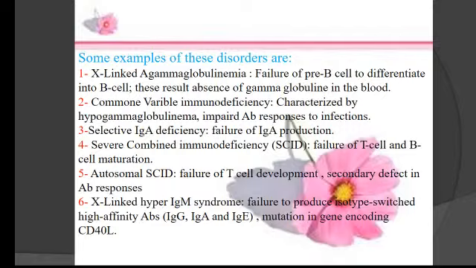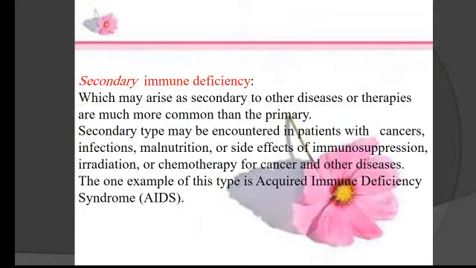These are all of the examples of immunodeficiency disorders. One is X-linked agammaglobulinemia, second is common variable immunodeficiency, selective IgA deficiency, severe combined immunodeficiency, autosomal SCID, which is severe combined immune deficiency. Then we have X-linked hyper IgM syndrome. Next slide. Slide number 34.